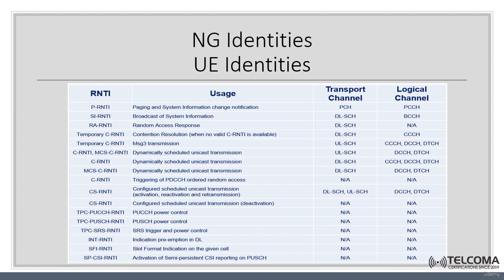In this section, we are discussing the identifiers used in 5G network. So let's first start with the user equipment identifiers, which are used over different channels, and specifically the ones we discussed before, the transport or logical channels.